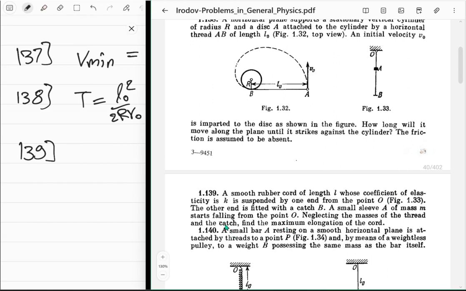The other end is fitted with a catch B, right over here. A small sleeve A of mass M starts falling from the point O. Neglecting the masses of the thread and the catch, find the maximum elongation of the cord.